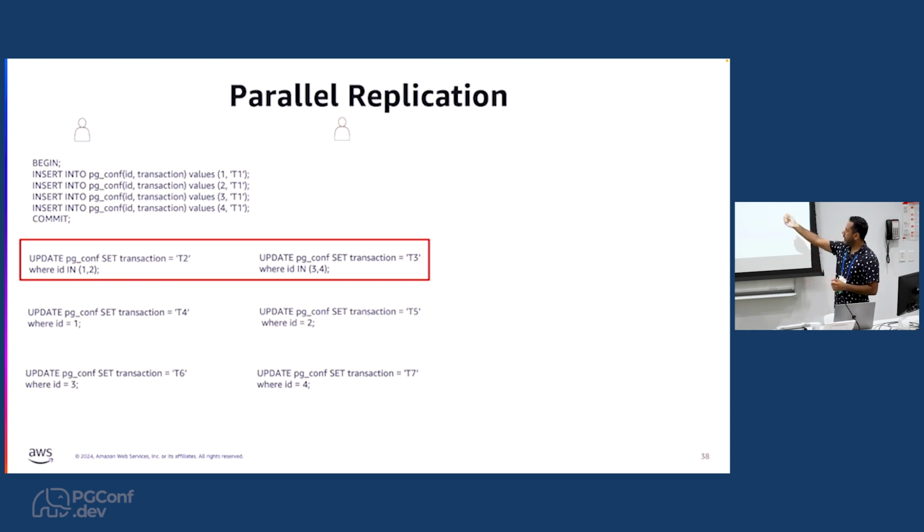And then the second user updated rows 3 and 4 and called it transaction T3. They were doing it concurrently, so we assume that it was part of the same group commit. So these two transactions have overlapping commit windows.